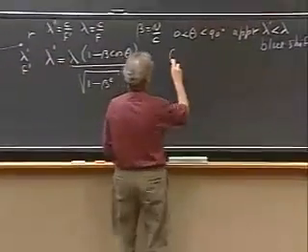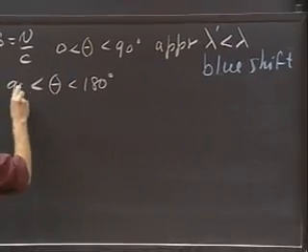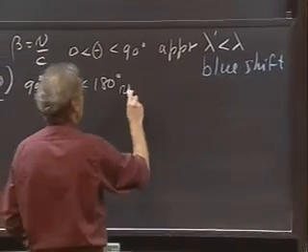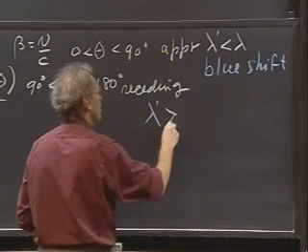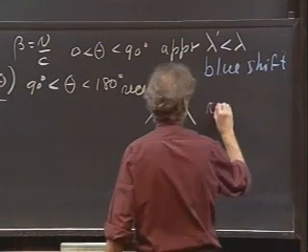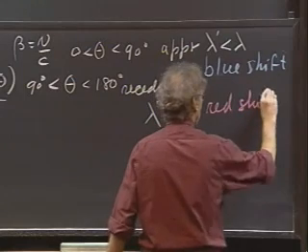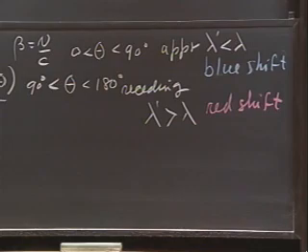Now, if theta is between 180 degrees and 90 degrees, so that means you are receding from each other, then lambda prime is larger than lambda, and of course, you've guessed it, that is called redshift. And astronomers talk all the time about redshift and blue shift.